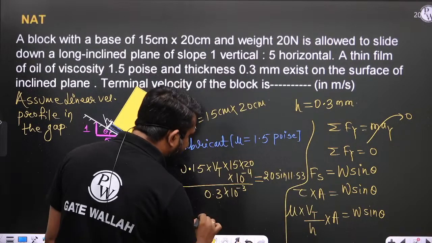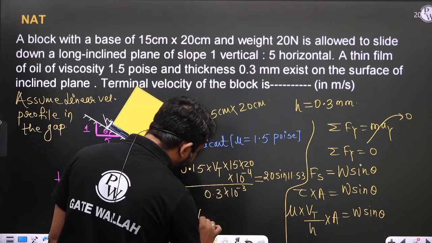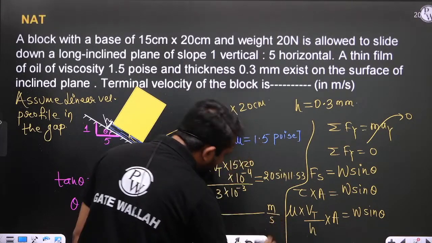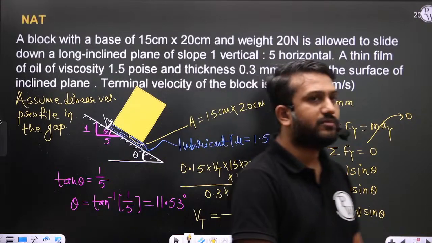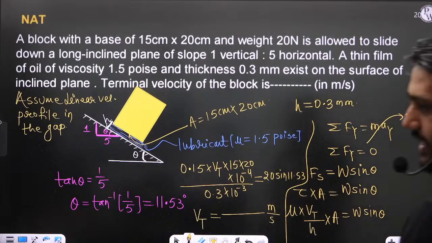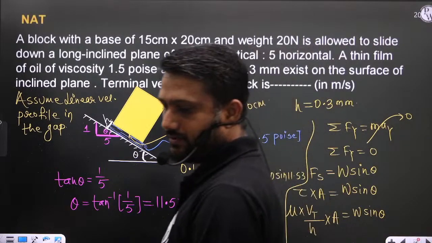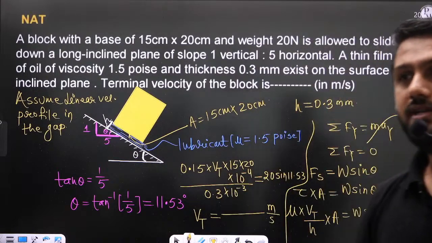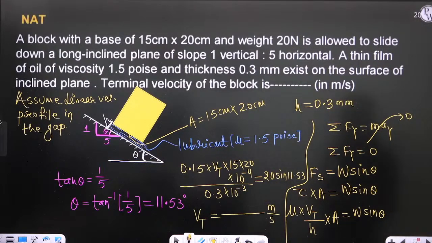Okay, so calculate Vt. There is one equation and one unknown, and you calculate Vt from this equation. What is the Vt that you are getting? What is the terminal velocity? Tell me.